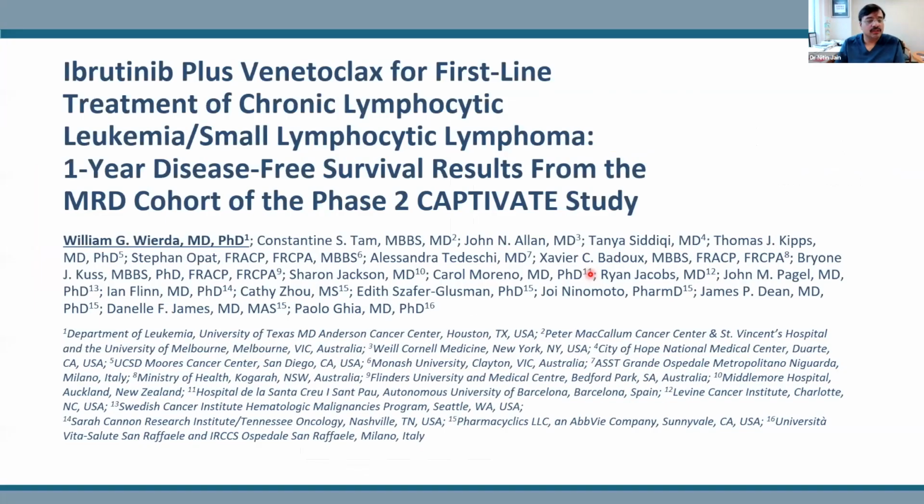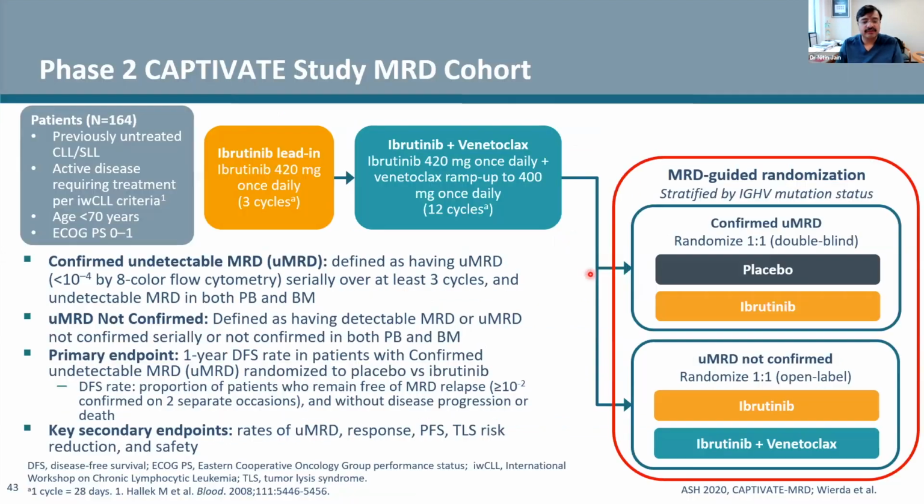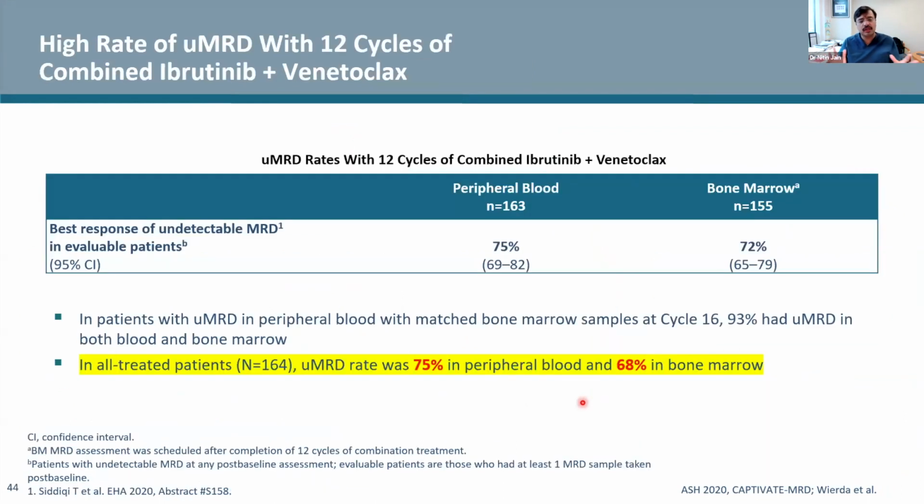And a large study was done called the Captivate study using the same treatment schema, at least for the first 1 year, where they get Ibrutinib for 3 months, followed by one year of the doublet, and then there are some randomizations based on MRD. But in the interest of time, I just want to highlight that in this larger study, 164 patients, again, as was seen in the MD Anderson study, and this multi-center study, the majority of the patients were MRD negative in the blood or bone marrow.